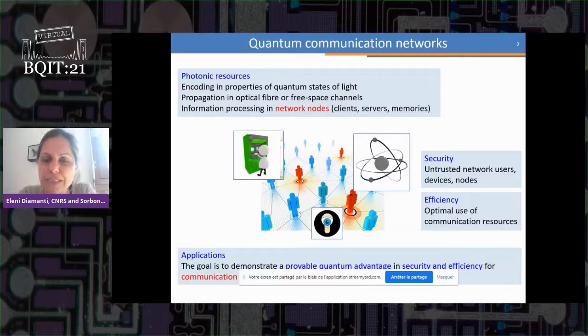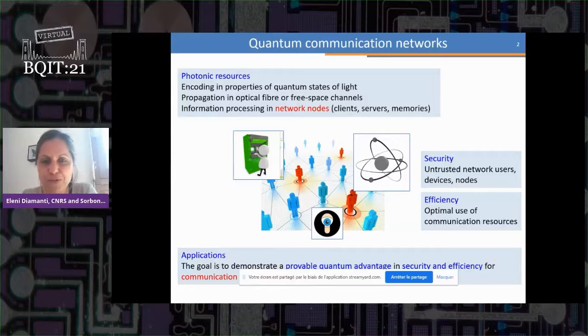So I'm not going to be discussing the network nodes like memories and few-qubit processors, etc. Obviously these are proof of principle applications, and the goal is to deploy them in future quantum networks. And towards the end of my talk, I'm also going to show how it's possible to extend this communication framework to show even an advantage from a computational time perspective that we have shown recently.